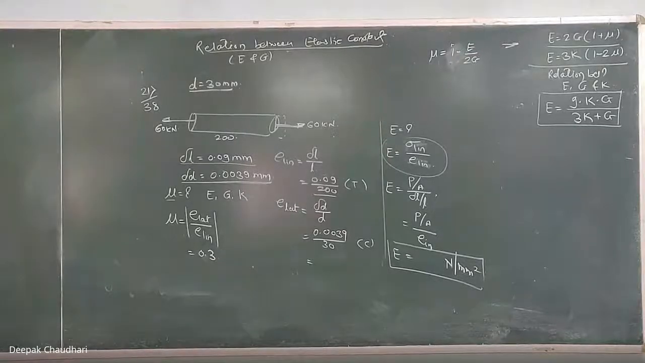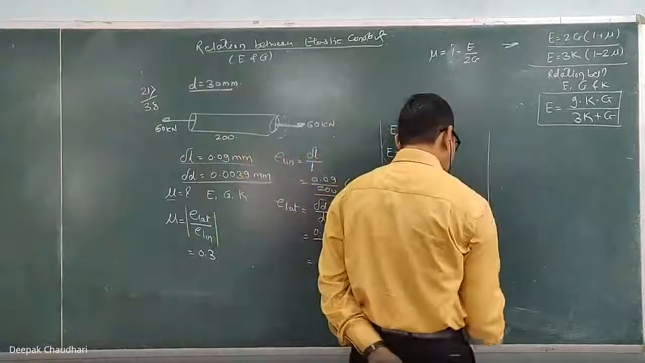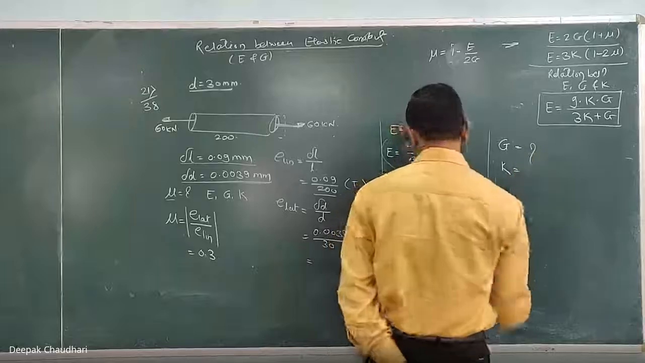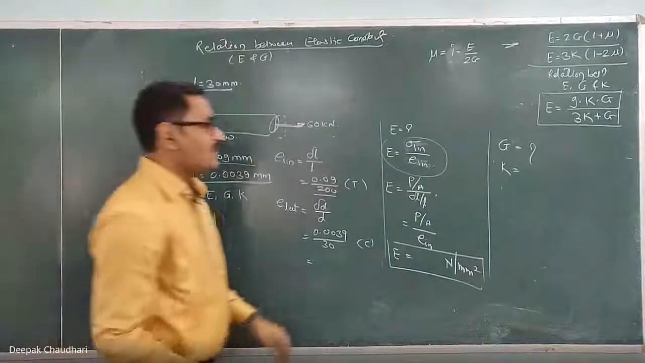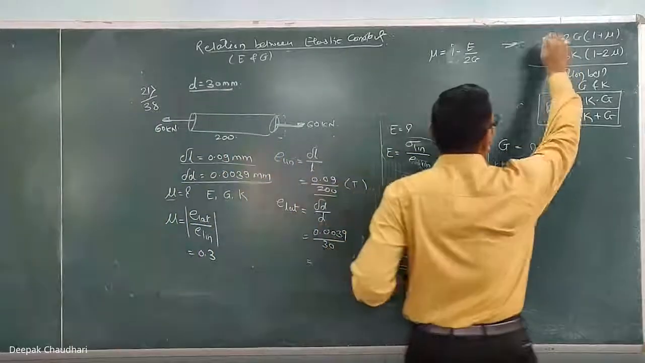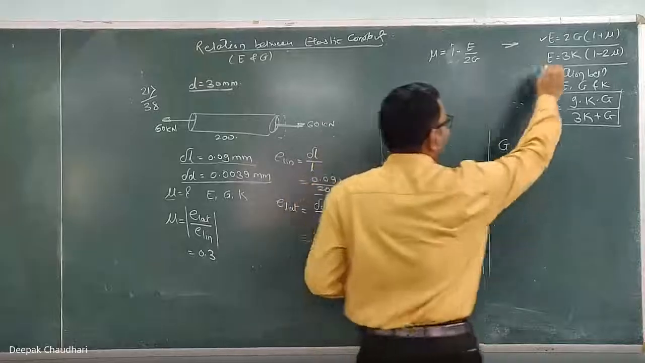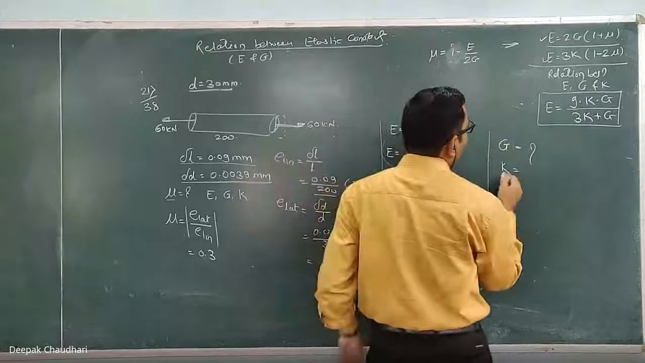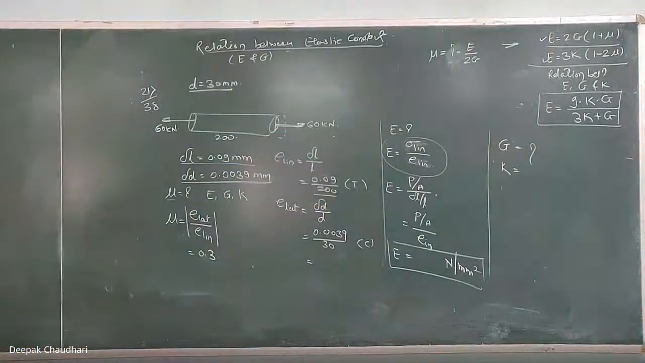Now we got mu and the modulus of elasticity. How can we get the modulus of rigidity and the bulk modulus? Now we know the relation between E and G in terms of mu. Substitute the value and you will get G. Also we know the relation between E and K in terms of mu. Substitute the value and you will get K. That's all. So for solving the sum, you have to remember that formula.